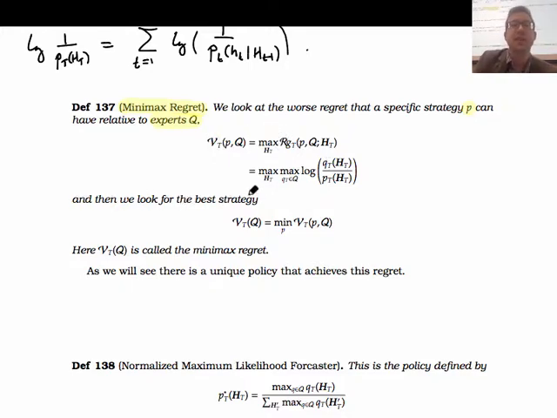Then we look for the best strategy with that considered. Given the worst thing that can happen, so try to make things really bad, what's the best I can do to mitigate those effects? So what is the best strategy for the worst case scenario, essentially? So V_T(Q) gives us the best policy that I can come up with for the worst case scenario. Here, V_T(Q) is called the minimax regret.